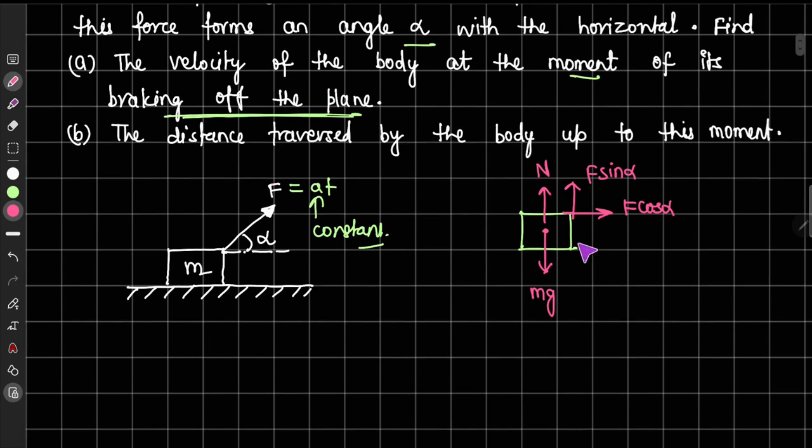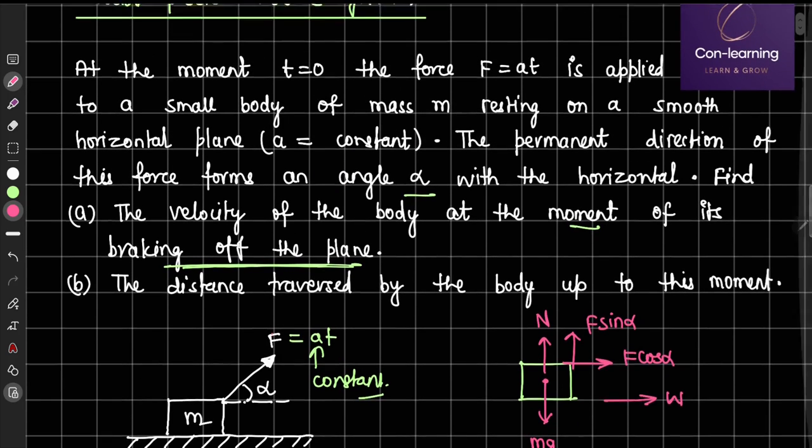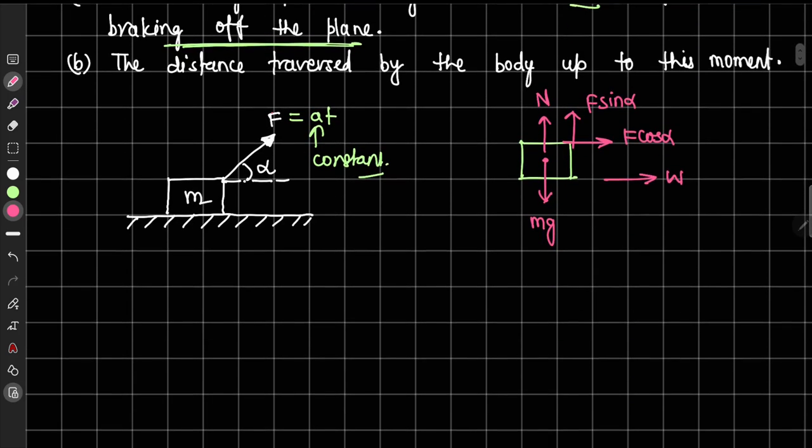Now, if the body is moving with acceleration a, or let us denote it by w, because a is used in this expression where it is constant, we can write in the horizontal direction that F cos alpha is equal to mass into acceleration. So this is our first expression.